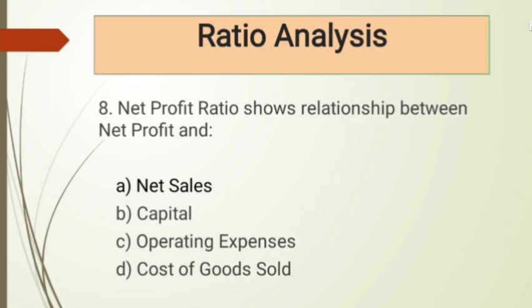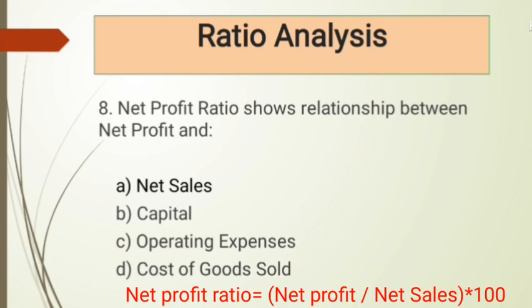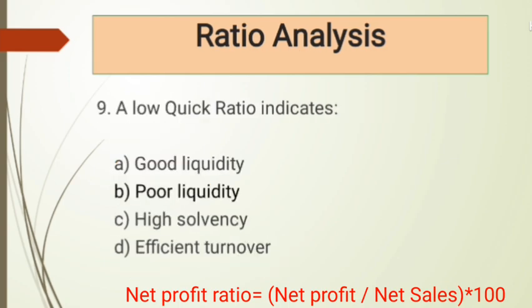Eighth question, net profit ratio shows a relationship between net profit and dash. So the formula of net profit ratio is equal to net profit divided by net sales into 100, and it measures overall profitability from sales after deducting all costs and expenses, and that is why this ratio expresses the relationship between net profit and net sales.